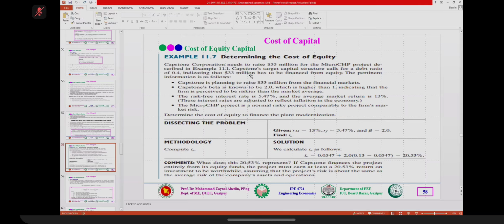Determine the cost of equity. Capstone Corporation needs to raise $55 million for the micro CSP project described in example 11.1. Capstone's target capital structure calls for a debt ratio of 0.4, indicating that $33 million has to be financed from equity. The pertinent information is as follows.